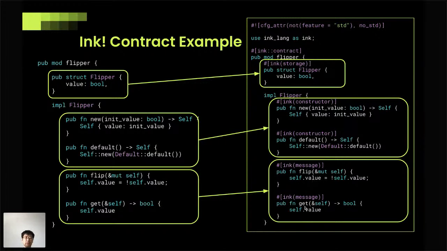And the get function, you can see it holds, by default, an immutable reference to the contract state. This means it will only read the contract state, but it will not try to change it. So these are the differences between these two functions, mutable and immutable.